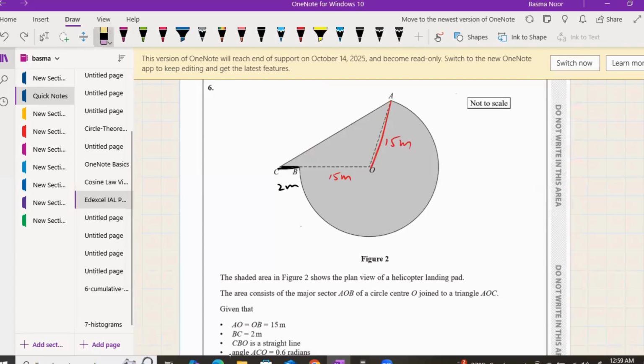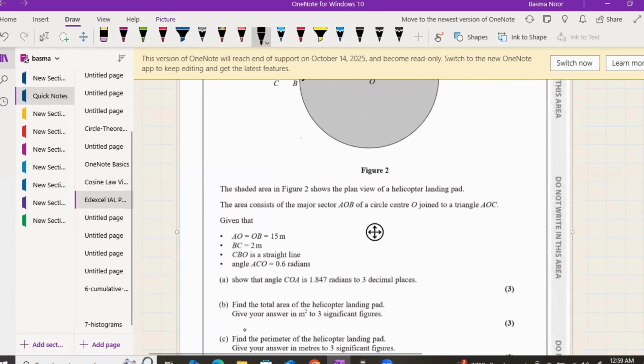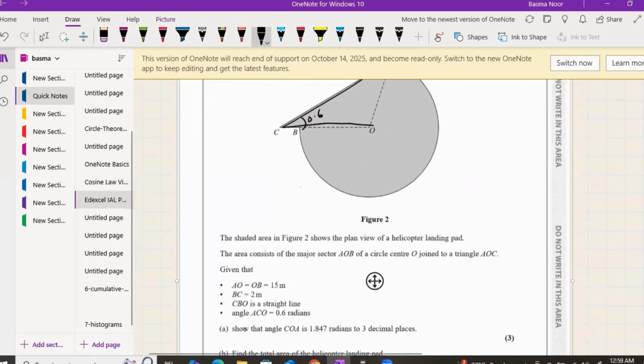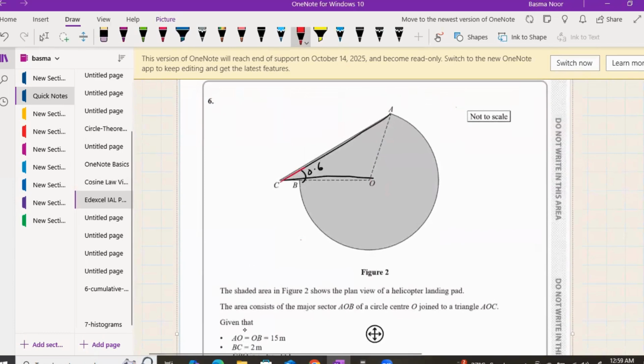ACO angle. How do we get the ACO angle here? This is the angle which is 0.6 radians. What we have to find, part A, is to show that angle COA is 1.847 radians to 3 decimal places. COA is the angle we want to find out, the blue one, and we want to prove it equals 1.847 radians.